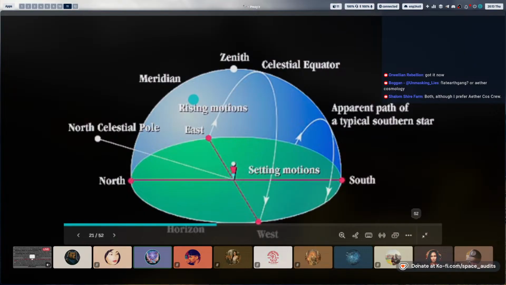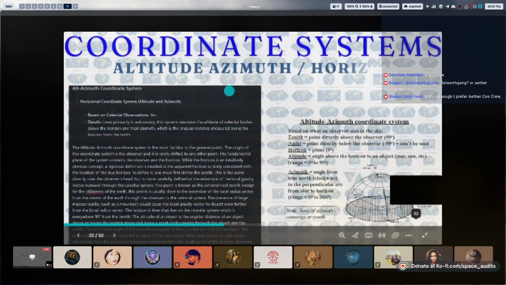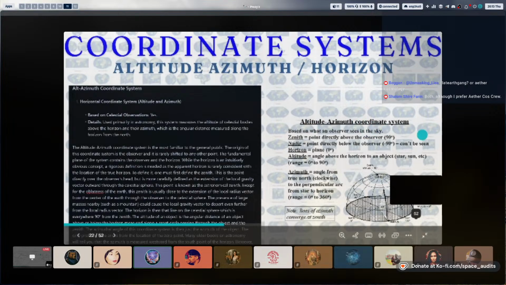This is a local alt-az grid. You can tell where the North Celestial Pole is. We're looking at the arcs of the celestial bodies as they rise and set in front of us. This coordinate system is called the altitude-azimuth, or horizon, system, commonly known as alt-az. It has a zenith, like we said, directly above. The horizon is the fundamental plane the observer stands on. Altitude is the angle above the horizon to the star, 0 to 90. Azimuth is the angle from true north around this circle, so 0 to 360 marks around the circle. And that's how you would make measurements.